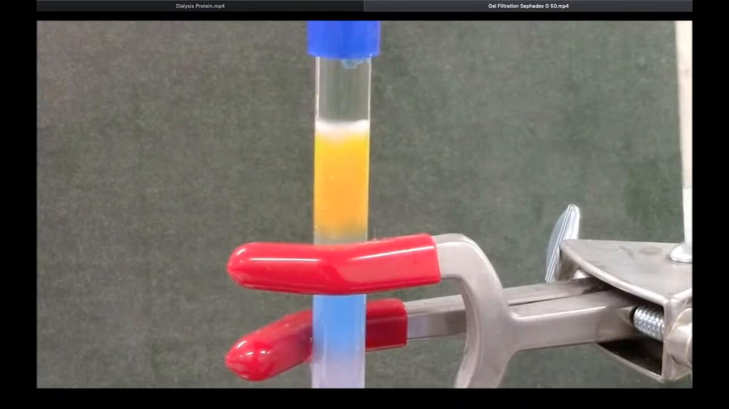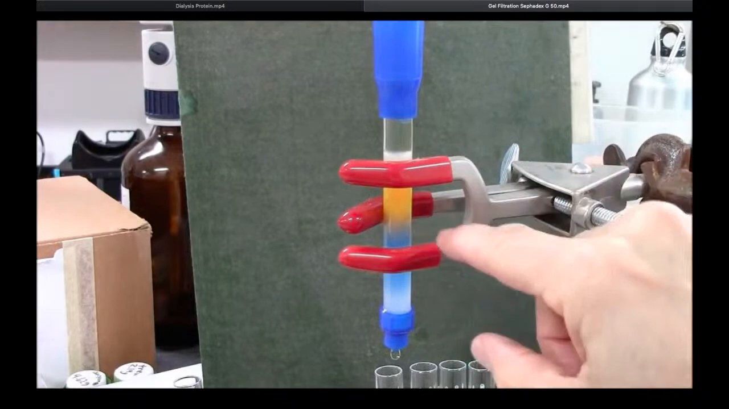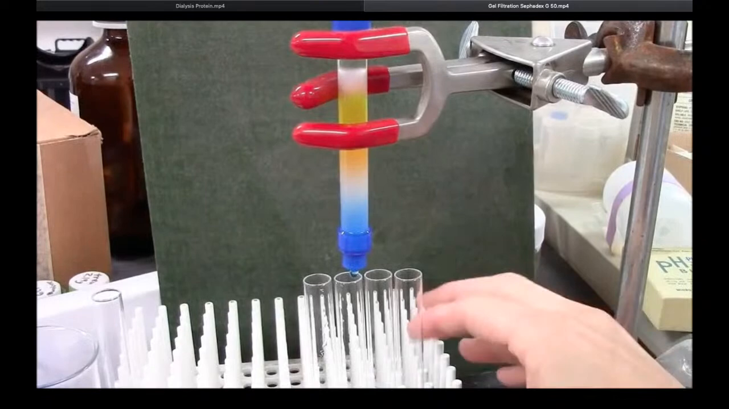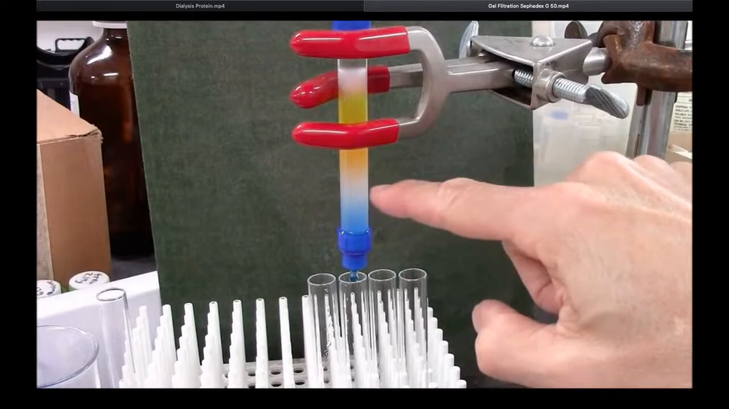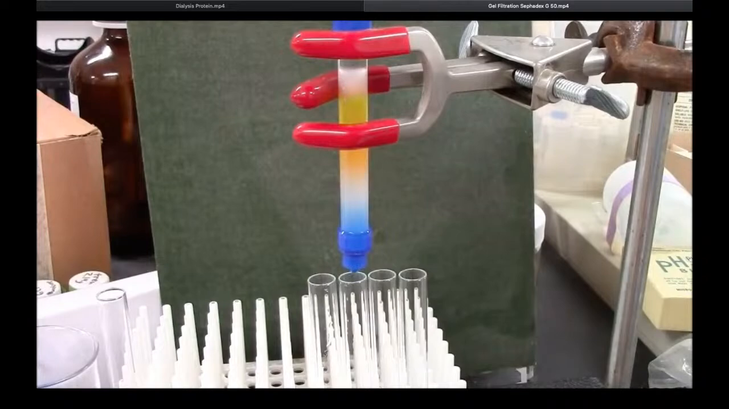The yellow molecules are up here, the blue are down here, still got a little overlap. So I may have overloaded this column, but we'll see. I'm hoping that before the blue molecules elute that they'll actually be separated from the yellow, but it's going to be close. So out of the bottom now, blue liquid is dripping. You can see I do have a colorless layer starting to develop here. The fluorescein has been slowed down by the gel filtration. The blue dextran is coming through.